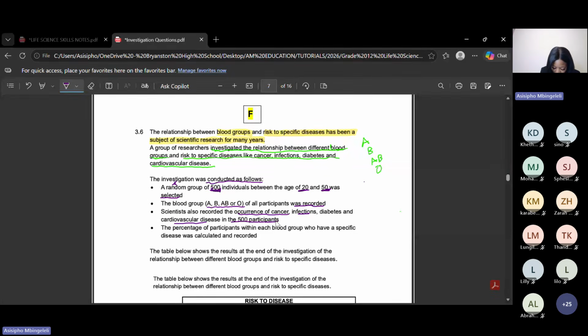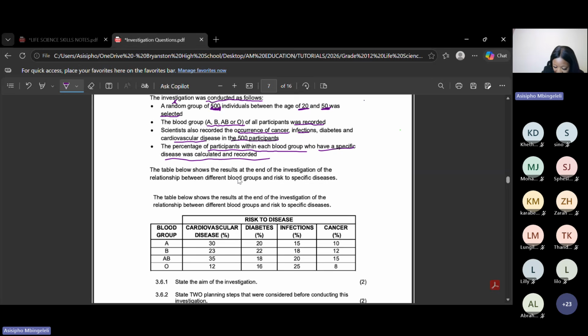The percentage of participants within each group who have a specific disease was calculated and recorded. After they've collected the data to say, okay, for all 500 individuals, we now know your blood groups. And for each person, we're able to record, okay, this person has received an infection, they are blood group A, they've received an infection, they also have cancer, or blood group B. This one doesn't have infection, but they have a cardiovascular disease, or they have whatever. They recorded that. The table below shows the results at the end of the investigation of the relationship between the different blood groups and the risk to specific diseases.